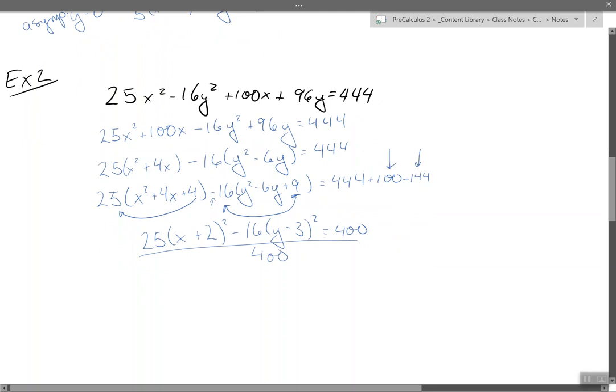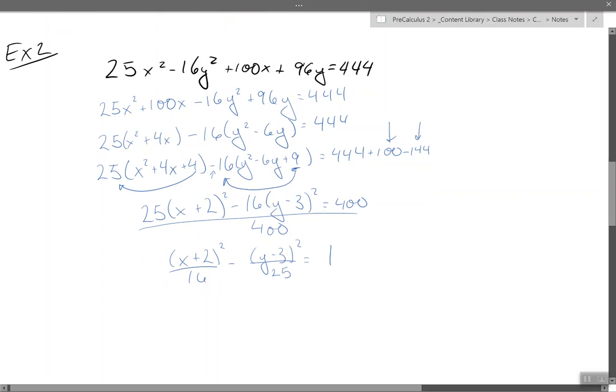25 goes into 400 16 times. 16 times, that's nice. It's a perfect square as well. And then 16 goes into 400 25 times, I'm assuming. So I didn't actually end up needing the calculator. There we go. Equals 1.